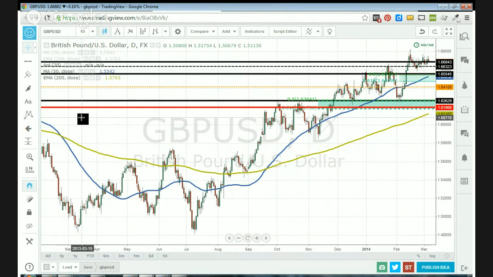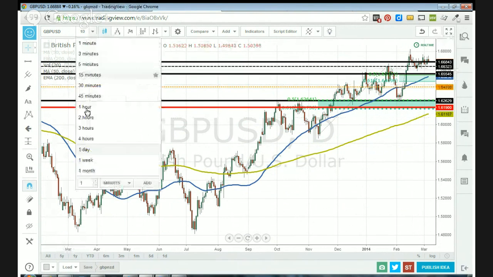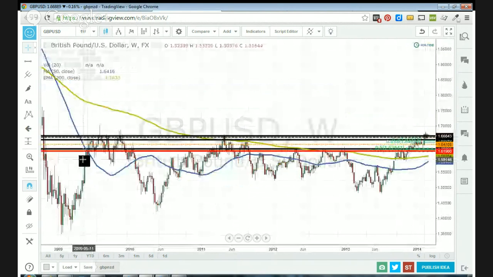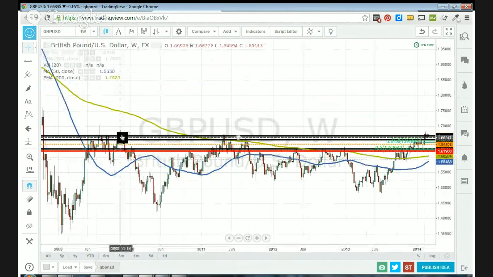Let's actually look at it from a weekly chart. We'll get an idea of the distribution on the weekly. A little bit, not really. Maybe if it behaves like this for a few more weeks.